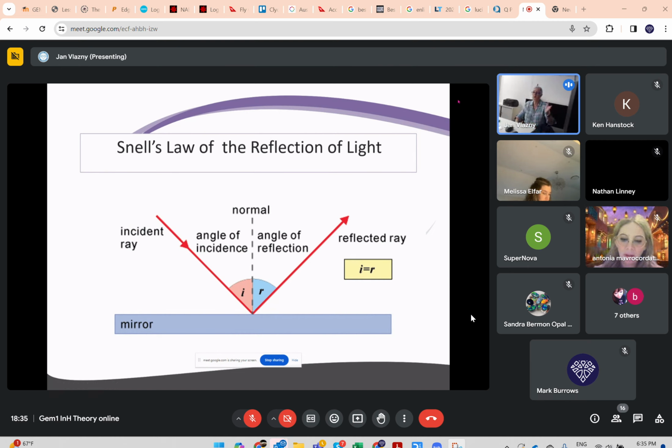But if you can do it in our way, saying the incident ray and the reflected ray are equal, so long as the incident ray, the reflected ray and the normal are all in the one plane. They're the two parts of the definition you need to know.